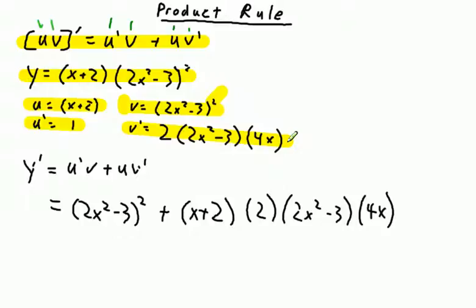At this point, we look back at the original form, y prime equals u prime v plus u v prime, and we simply reassemble that from our components above. Okay, so what does that look like? Well, it looks like this expression here on the bottom line. You have u prime, which was just 1, remember, times v, 2x squared minus 3 quantity squared, plus the original u, x plus 2, times our v prime that we got from above. And that's how you work every product rule problem.